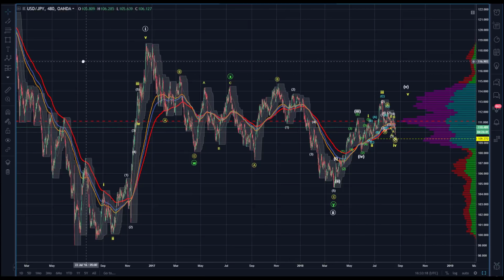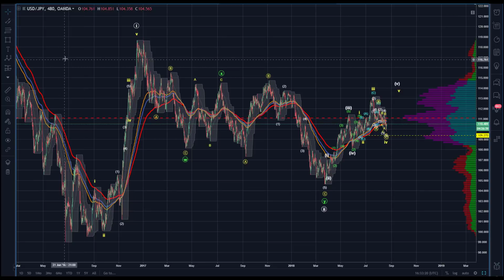So now I've got up here, this is dollar yen. This is an 8-hour chart, and I'm working from the 2016 lows. Again, we'll get to the hard right edge, but it's always a good idea to try and get some idea of where you are in the larger degrees. So here on this 8-hour, we can get a fairly good read on it.